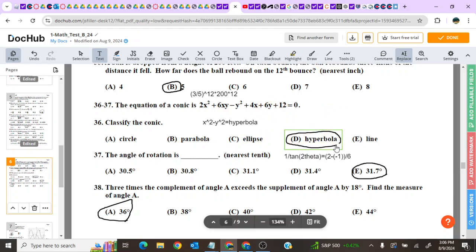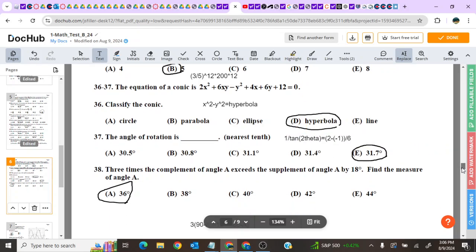And what is the angle of rotation? Another equation I don't know the proof of. Cotangent of 2 times your angle of rotation is equal to your x coefficient minus your y coefficient over your xy coefficient. So 2 minus negative 1 over 6. Use EQ solver for theta and you get 31.7.